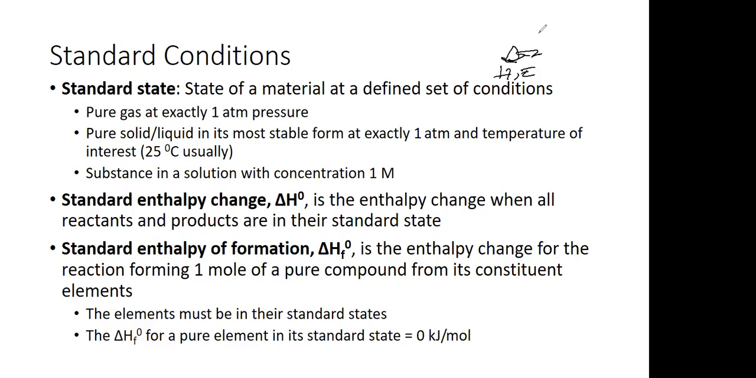Different conditions will tell us standard state for different types of molecules. If you're a gas, your standard state is 1 atmosphere. If you're a solid or a liquid, it's your most stable form at 1 atmosphere and some temperature, usually room temperature, 25 C. If you are in a solution, your concentration will be 1 molar. And so we can calculate this value called delta H naught. What is the change in enthalpy if we're just looking at standard states?